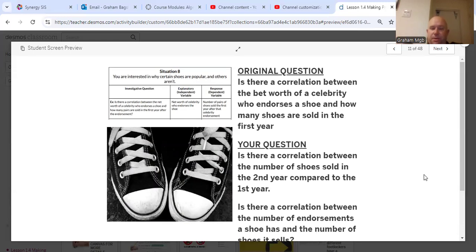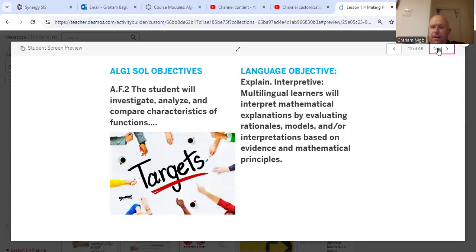And is there a correlation between the number of endorsements a shoe has and the number of shoes it sells as well? So you could perhaps look at number of commercials or things like that, or number of people who represent that company that sells those shoes as well. So some really good answers that people came up with, but I know people did find that very difficult because it's not really what we're used to doing.